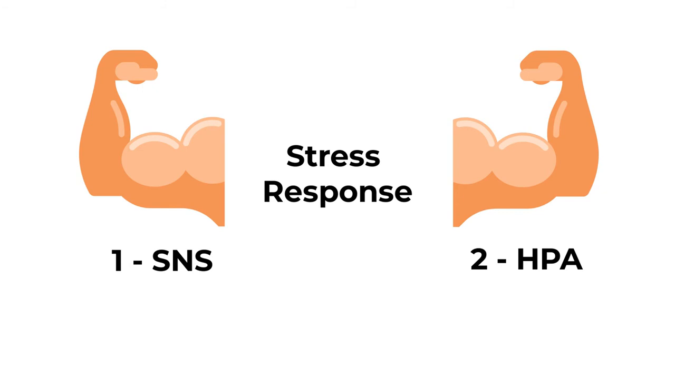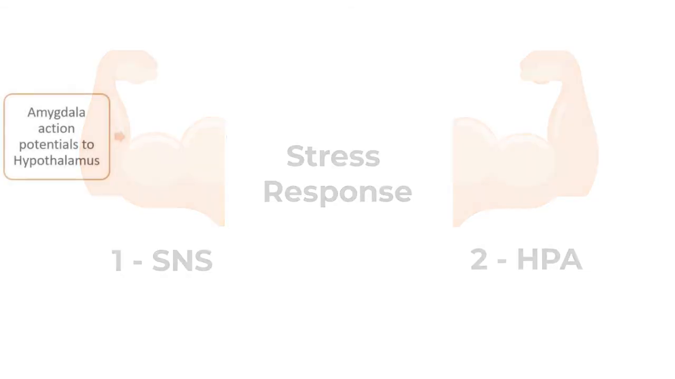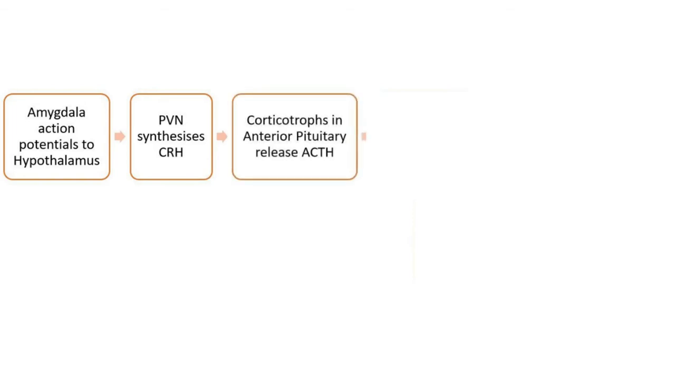This is the second line of the response and is slower to engage, but more prolonged in duration. The amygdala sends action potentials to the paraventricular nucleus of the hypothalamus, the PVN. Here, corticotrophin-releasing hormone, CRH, is synthesized. CRH stimulates the anterior pituitary, where corticotrophs synthesize and release ACTH, adrenocorticotropic hormone. This acts on the cortex of the adrenal gland.